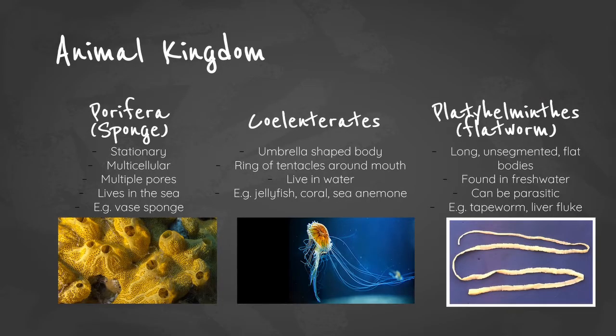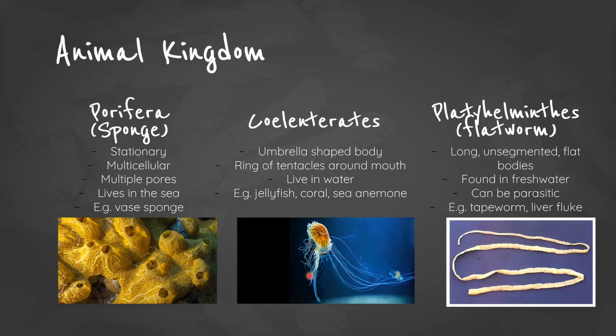Our first group we're looking at is Porifera or the sponge. These organisms, as the name suggests, have multiple pores, Porifera. As you can see in the picture depicted, there are multiple small holes that we call pores. They are also stationary, meaning they do not move, and have multiple cells. They also live in the sea.